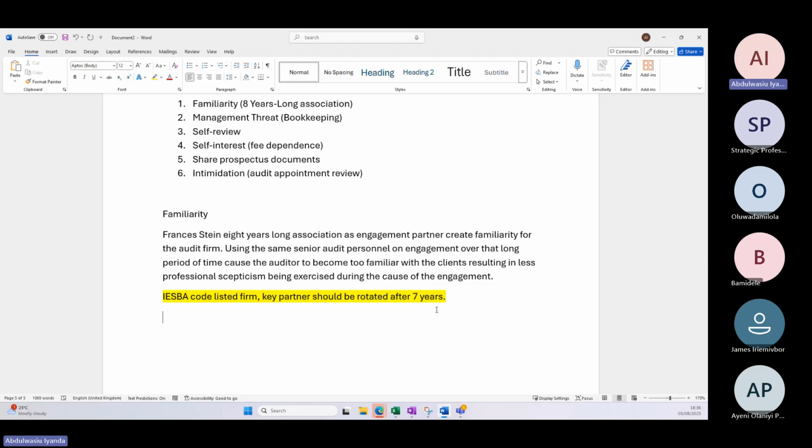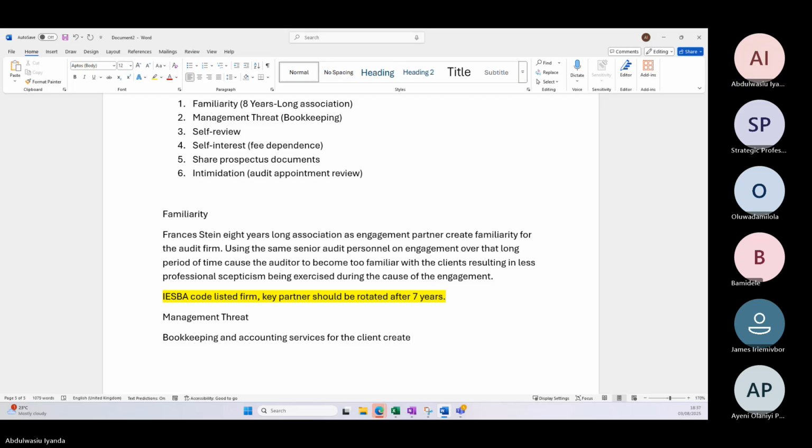Another one that is very, very simple is the management threat. So let me take that as well. We also have the management threat, right? So in the management threat now, this is from the provision of the bookkeeping. The bookkeeping, so we can just write something. Bookkeeping and accounting service for the client.